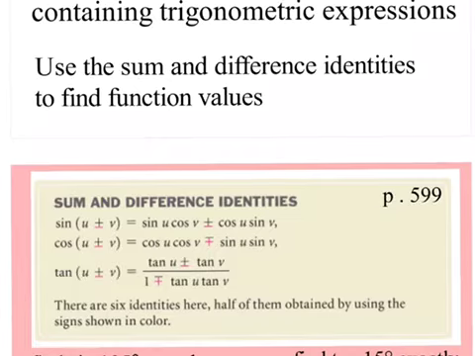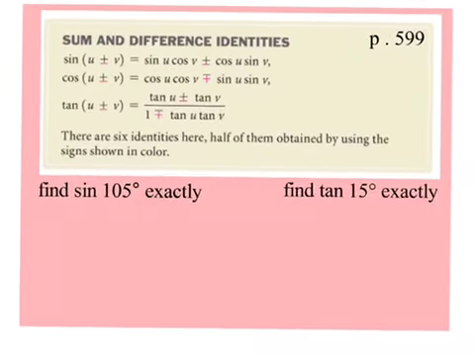Here are the formulas we'll be using. For instance, if I want to find the sine of 105, I could take the sine of 45 and 60 and plug into the formula as you see it. Since I'm using the plus sign, it matches with this plus sign on top, color-coded black and black.